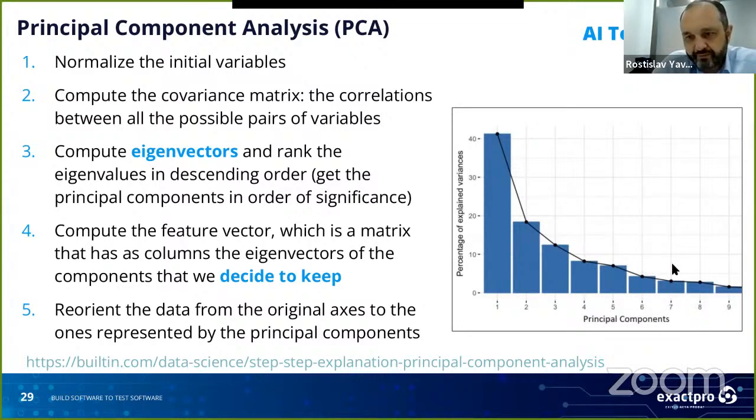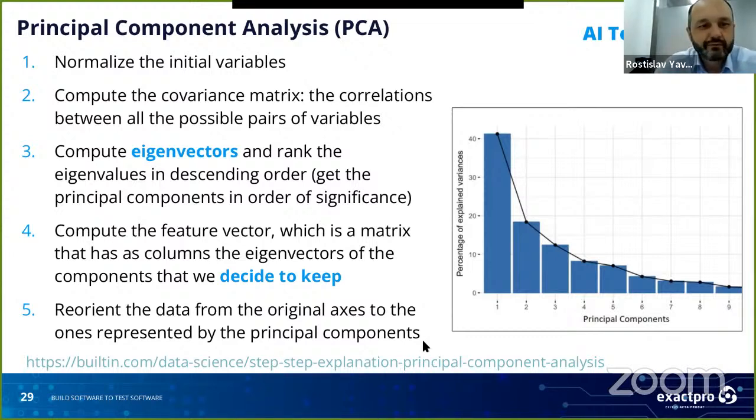On this picture, if you, for example, stop here, you will reduce your dimension to very small. You will have just 6 vectors, which means that your dimension will be just 6, which is very small. But still, your system will be quite well described by those 6 vectors. And then you just rearrange the data from the original axes to the ones represented by principal components.